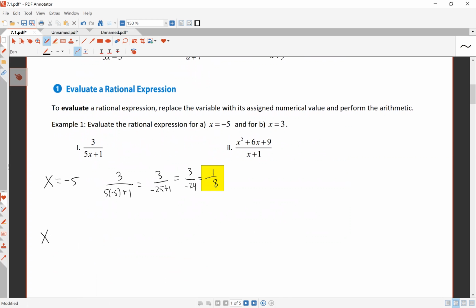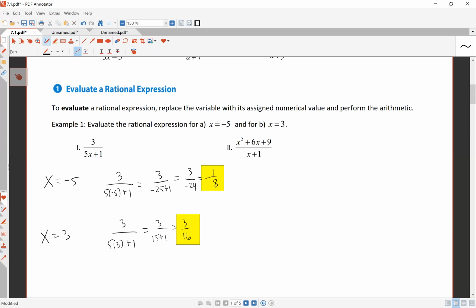If we evaluate it when x is equal to 3, then we would get 3 over 5 times 3 plus 1, and this time it would be 3 over 15 plus 1, which is 3 over 16. We say that those values make the expression defined.